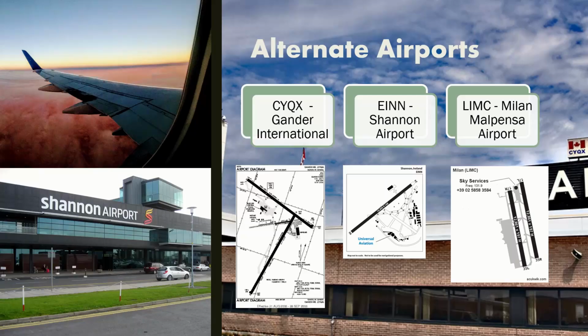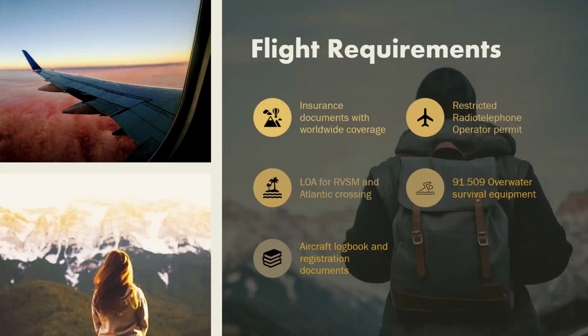The alternate airports, as mentioned earlier, include Gander International in Canada, as the last point before we get to the North Atlantic track, and Shannon Airport as the first point after we exit. We also have Milan Malpensa Airport, which is located to the northwest of the city of Milan. That is in case we are not able to make a landing at Linate Airport.